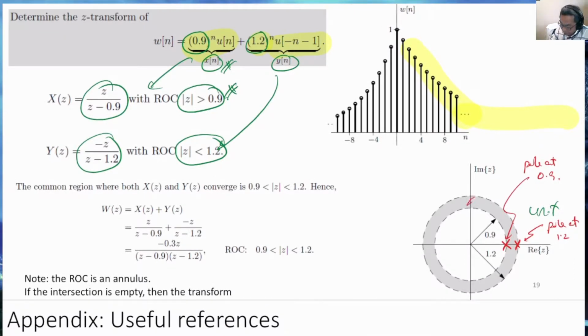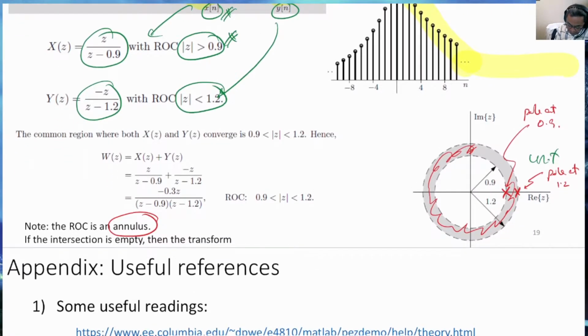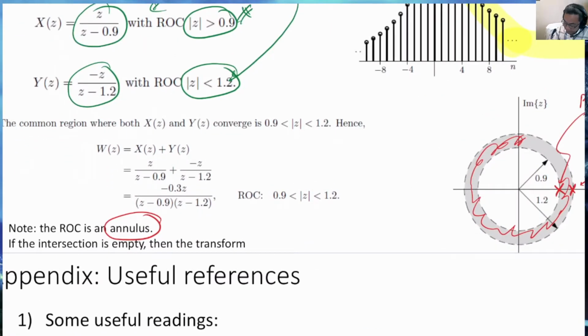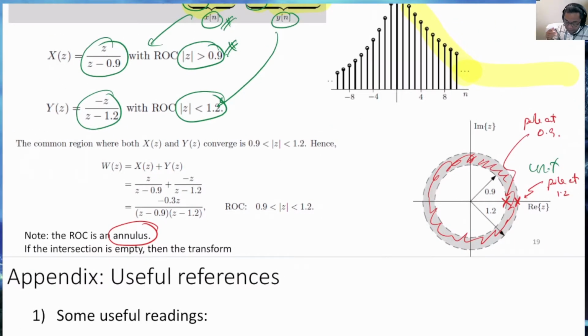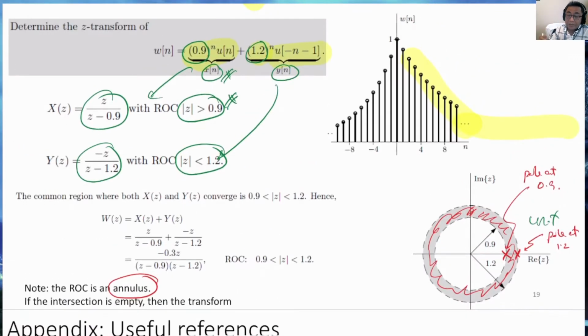So a picture like this is sometimes called an annulus. This is the technical term for it. The region of convergence is an annulus, and in this particular case, the intersection of this ROC is not empty, it forms this annulus, and therefore the Z-transform of this sequence exists.